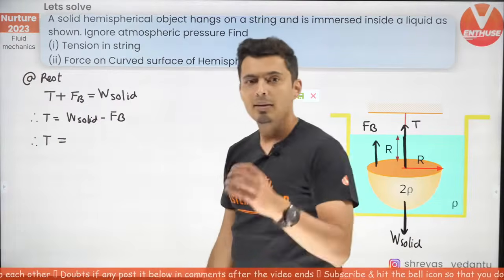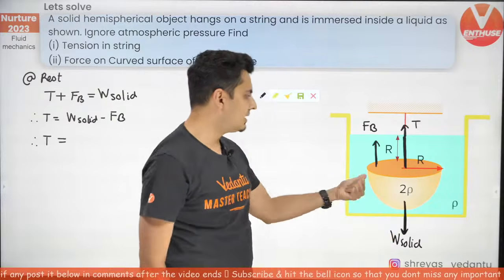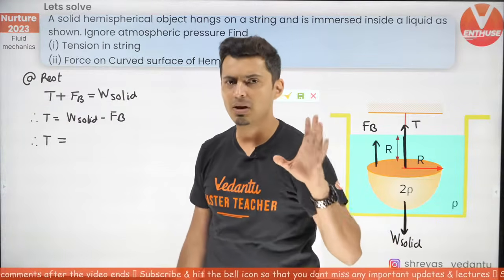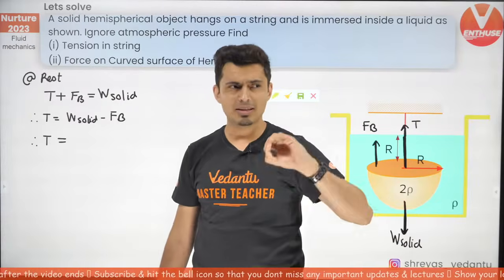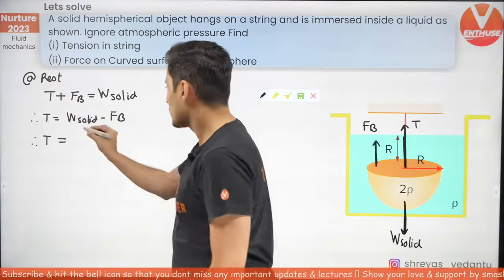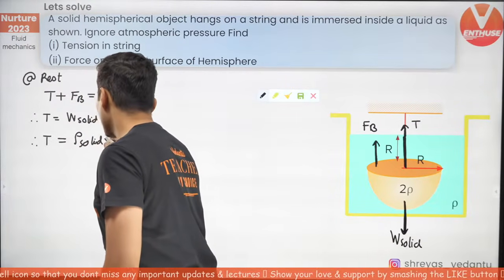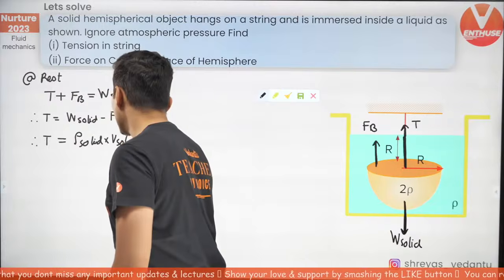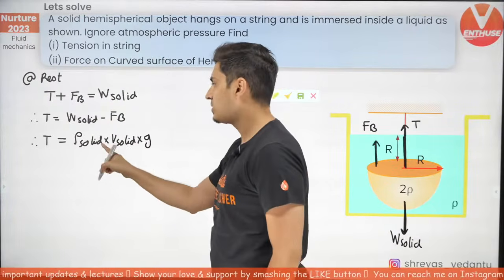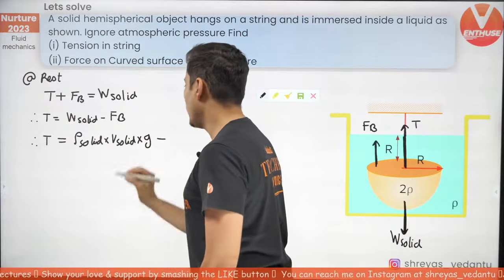Now, what is the weight of the solid? Think about it. Weight is mass into g, but mass is not given, density is given. So, can you not think this way? Mass is density into volume, because density is mass by volume. So it is nothing but density of solid into volume of solid into g. Fair enough. That's the weight of the solid. This is mass into g. Minus buoyant force.